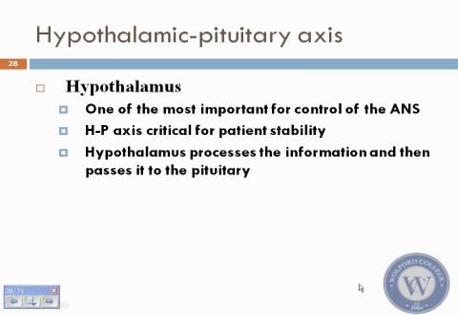The hypothalamic pituitary axis is a very important system. It's one of the most important systems for control of the autonomic nervous system. It's basically critical for patient stability. And there are actually disease processes where the person has that area damaged. Does anybody know the name of that?